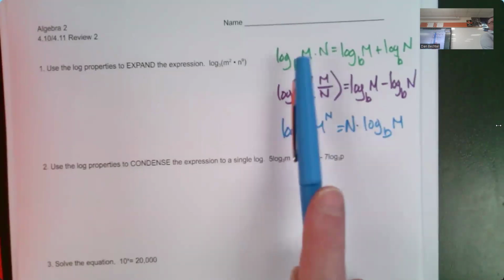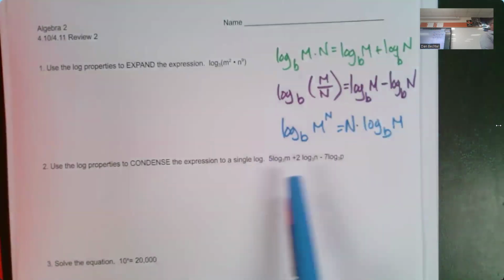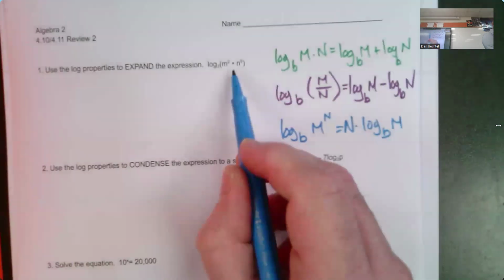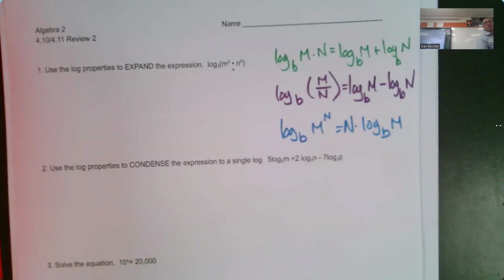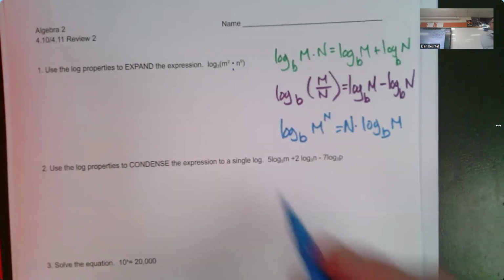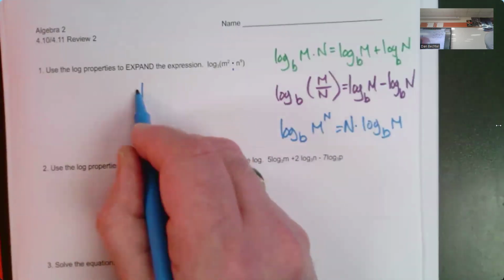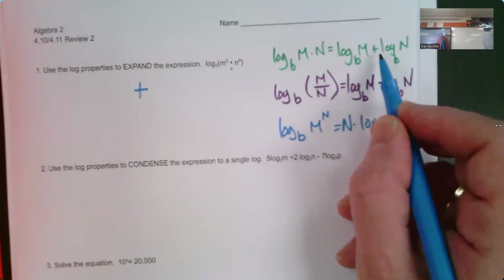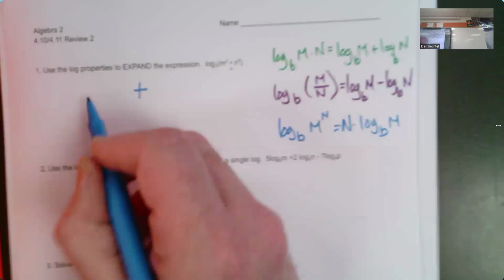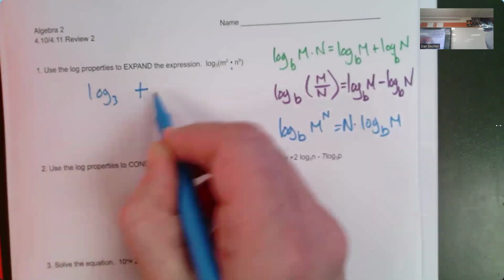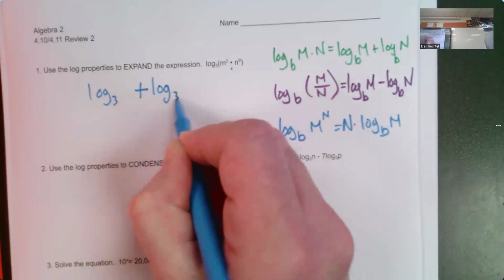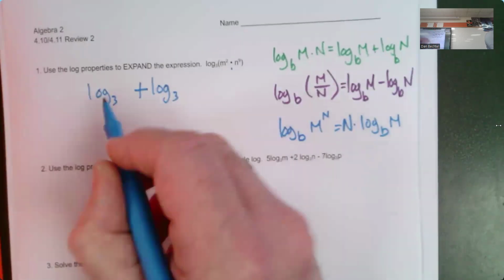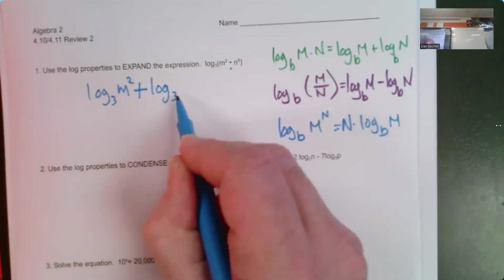Now, for the first two, we're either going to be expanding, so we go from something that's one size to two, or we're condensing, which means I take many and put them together as one thing. So first one, the expanding, is actually not bad. The first thing that you want to look at is whether you're multiplying or dividing. Because we're multiplying, the first thing that I'm going to do is change this to a plus to separate it out. It's a log base 3, so I'm going to write that for both things. Log base 3, log base 3. And then these are the two terms that I'm going to have right here.